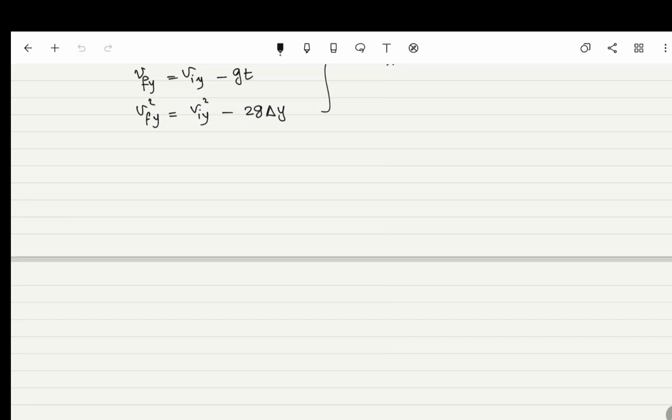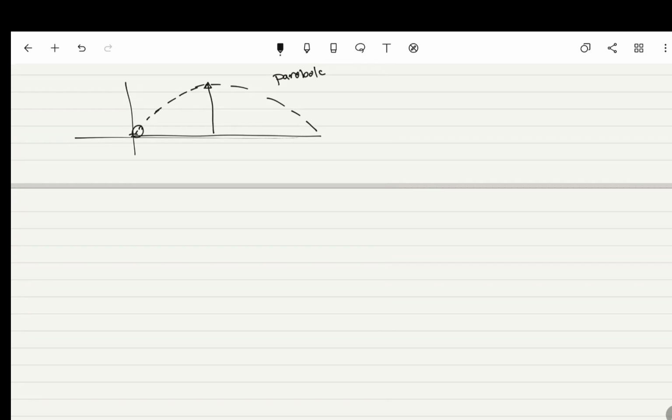As we saw in the model, the trajectory is parabolic. When we fire an object, the ball moves like this, and this track here is a parabola. This is the maximum height here. Okay, so let's prove this.